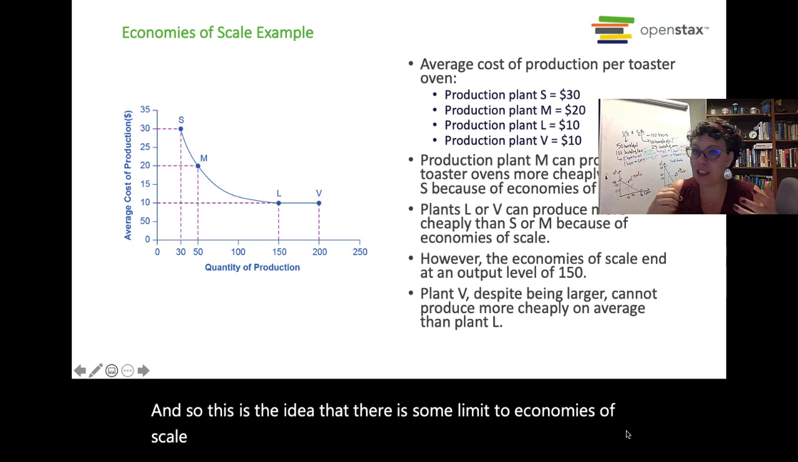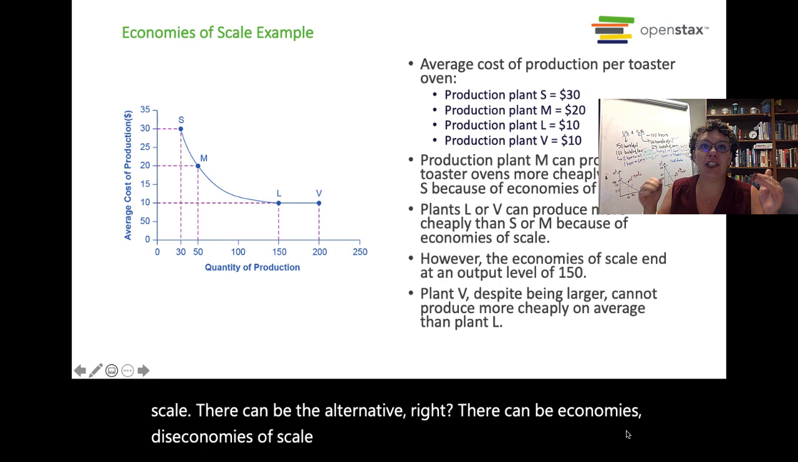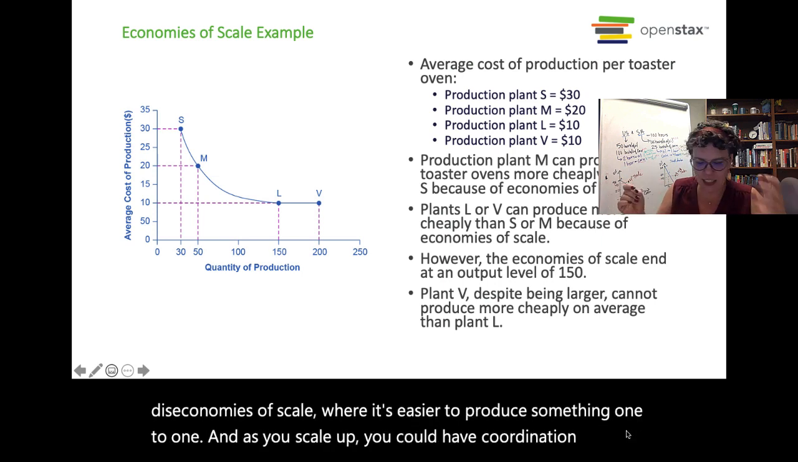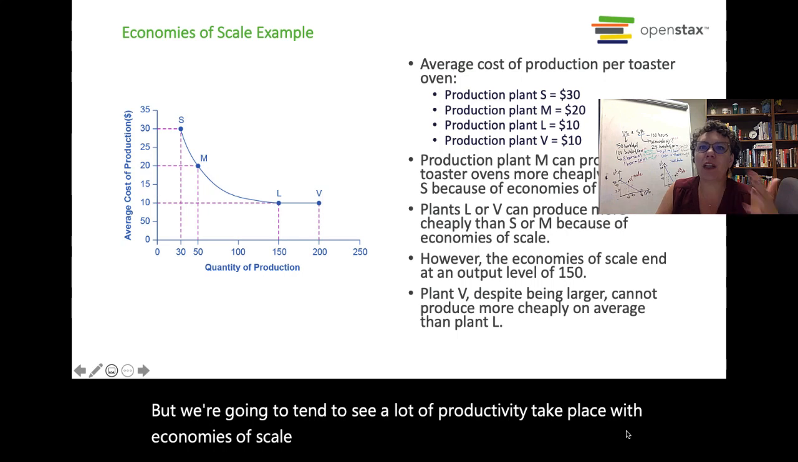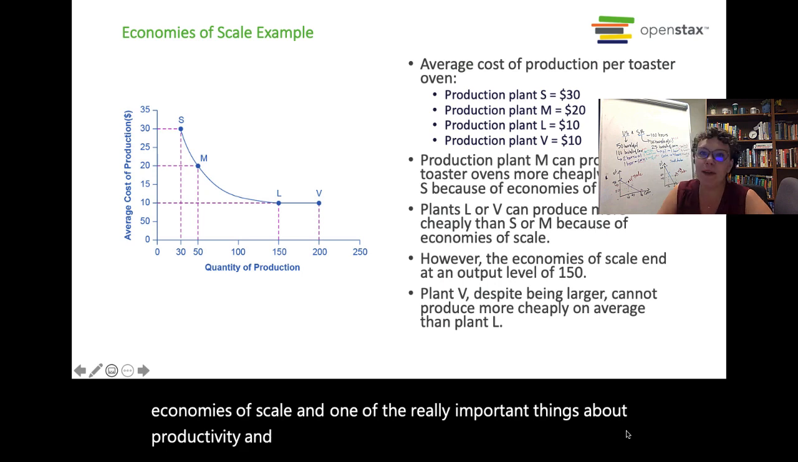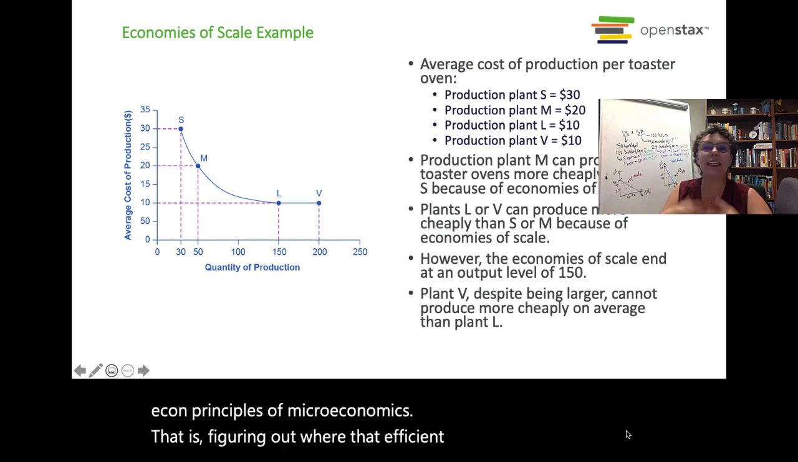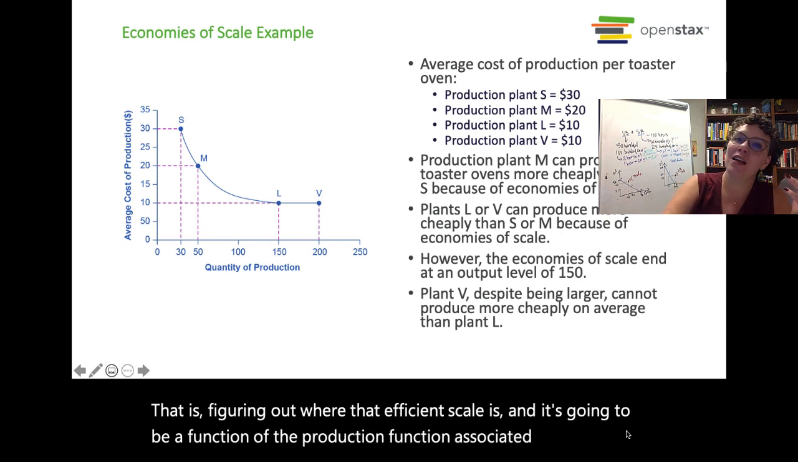There can be the alternative, right? There can be diseconomies of scale, where it's easier to produce something one-to-one, and as you scale up, you can have coordination issues. But we're going to tend to see a lot of productivity take place with economies of scale. And one of the really important things about productivity and about microeconomics, if you haven't taken your econ principles of microeconomics yet, is figuring out where that efficient scale is. It's going to be a function of the production function associated with that good.